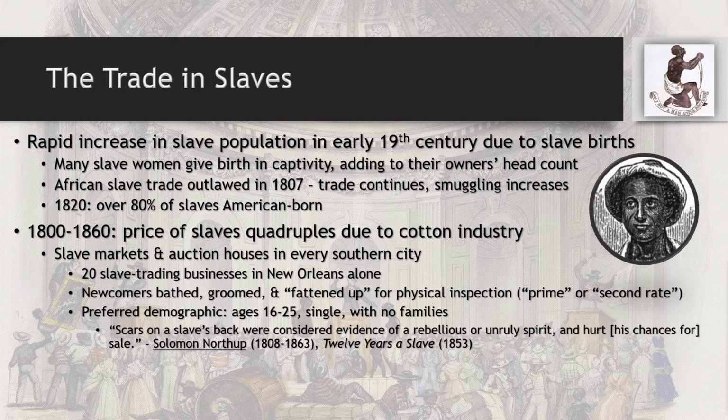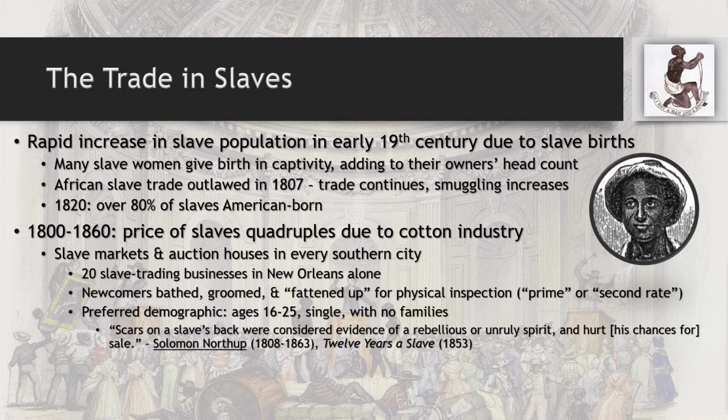One particular individual who has become much more celebrated in recent years is Solomon Northup, the man who wrote the book 12 Years a Slave. And he refers to the process here and says that scars on a slave's back are considered evidence of a rebellious or unruly spirit and hurt his chances for sale. Okay, so if you were a quarrelsome individual, right, if you did not go quietly, if you fought to get there, and you wound up with wounds of some sort, quite often it would hurt your chances of being sold, which doesn't sound as horrible, right?